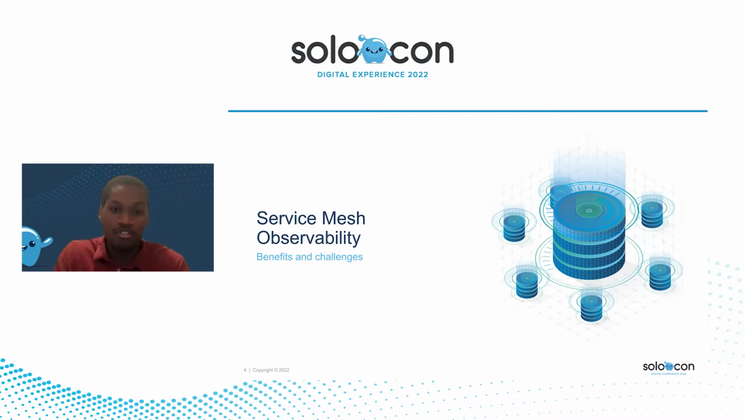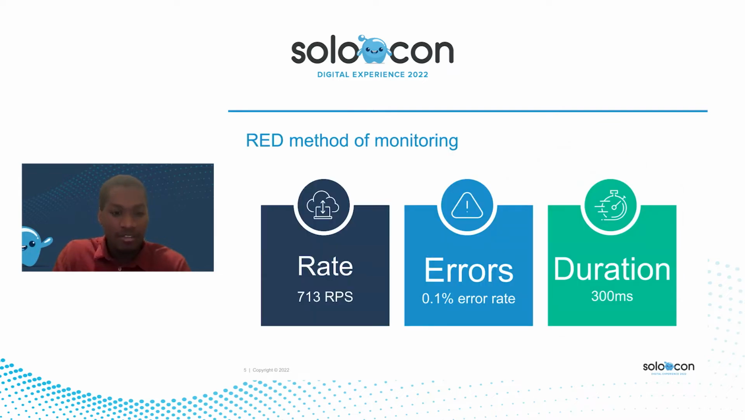And first, I want to introduce you all to a method of monitoring called the RED method of monitoring. With this method of monitoring, it defines three key metrics: rate, error, and duration. You can think of rate as the number of requests you are serving, error as a percentage of requests that have failed, and then duration is the amount of time each request takes.